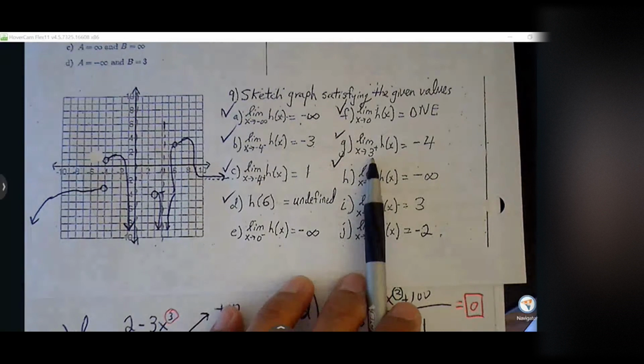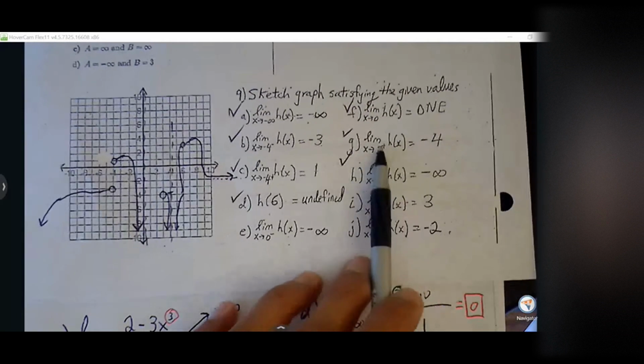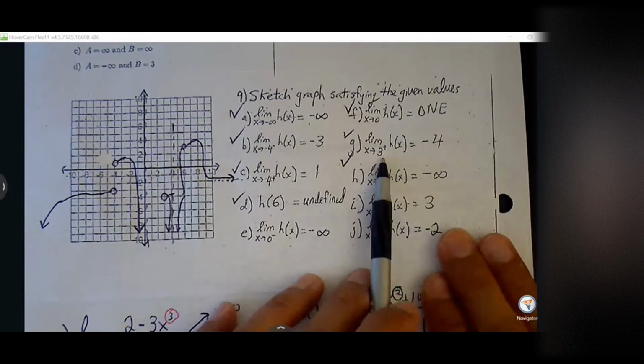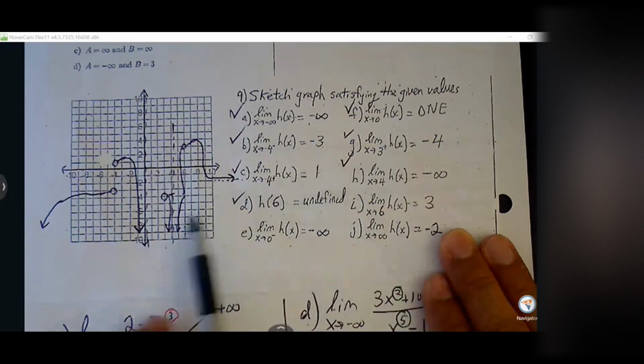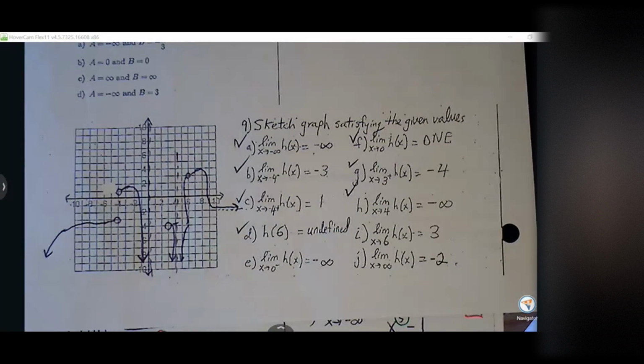Yeah, so for G, it just says that the limit as x approaches 3 from the right side of 3 equals -4. It doesn't say that the full limit exists. You can make it exist if you want, but I always like to put a hole there because then I know that there's nothing else that could conflict with that point. But in this case, if you filled it in, it wouldn't conflict anyways. It just feels safer that way.